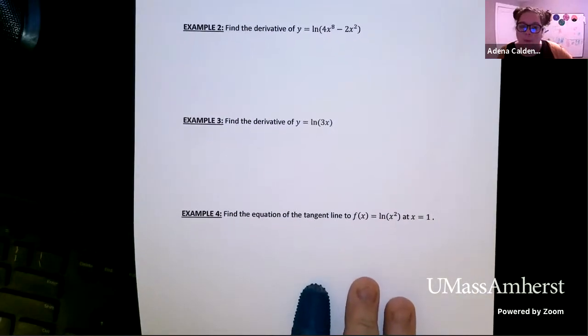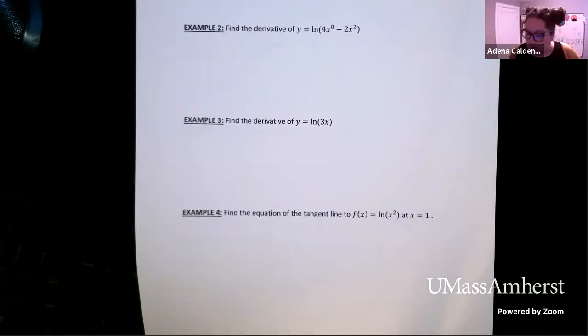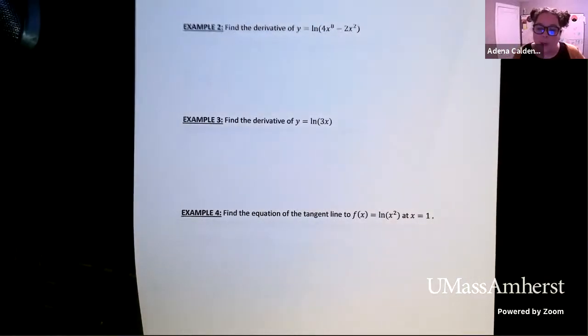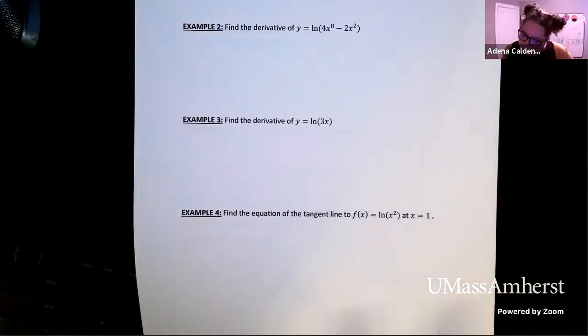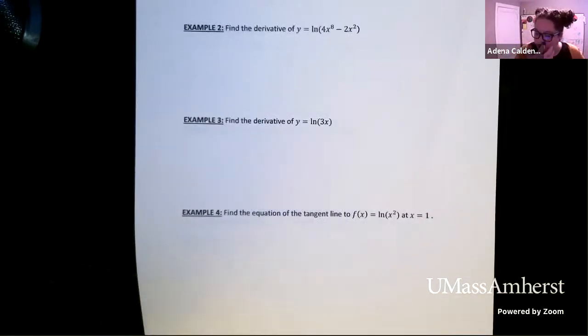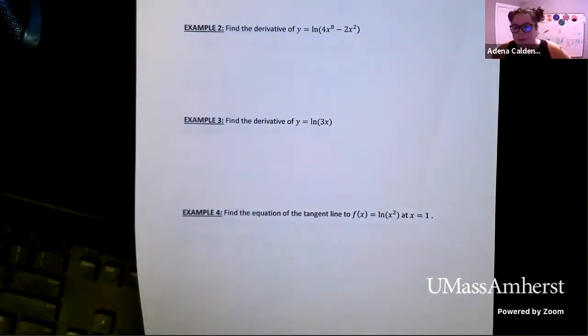For example 4, we're going to take it a step further. As you can probably anticipate, we're going to find the equation of the tangent line. So again, same as all the other equations of the tangent lines, we need a point, we need a slope. The derivative comes in to help us find the slope and put it together to find a line. So I'm going to give you about 5 minutes to try out these 3 problems, see what you can figure out, and then we'll go through them together.